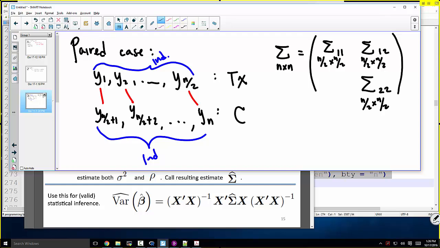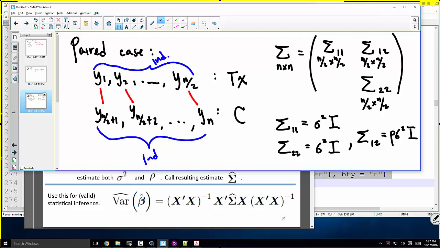We have that sigma 1,1, because the treatment individuals are a random sample, would just be little sigma squared times identity, like we did with usual regression. Similarly, sigma 2,2 is sigma squared times I. But sigma 1,2, in IID regression, would be all zeros. But we have pairing. So we can write it like this.